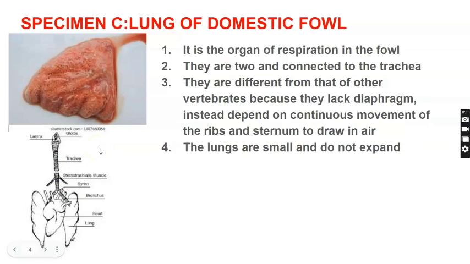The respiratory system of the domestic fowl is quite different from those of other vertebrates in the sense that it lacks what we call the diaphragm. We know it is the contraction and the relaxation of the diaphragm in higher mammals that facilitates the breathing process. Since the domestic fowl do not have a diaphragm, they depend on the continuous movement of their ribs and their sternum, or the breastbone, to draw in air. Also know that the lungs are smaller and they do not expand.